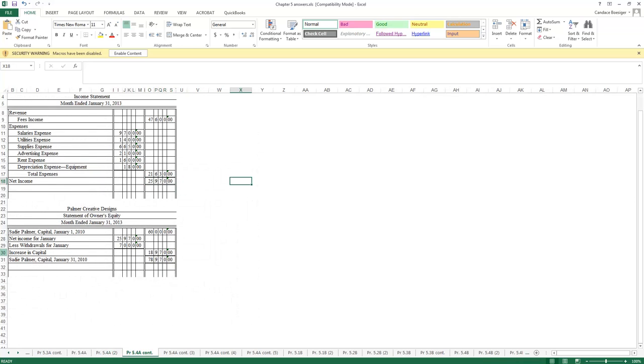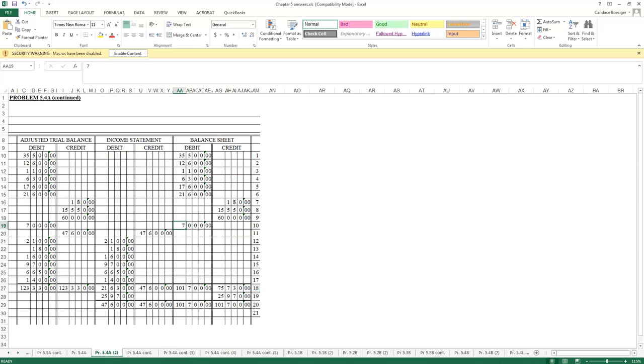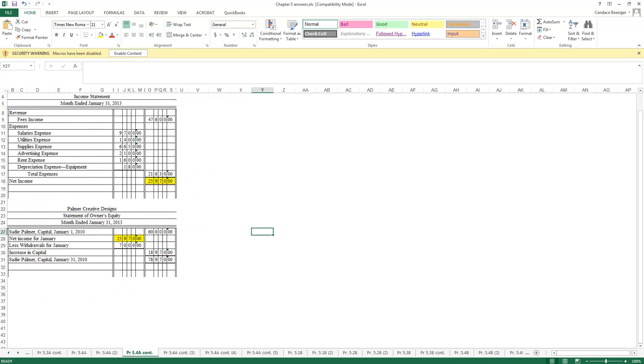And then remember, we took net income for January, and that was right up here. We just transfer it right down. And then draws. Draws was over here on our worksheet, right here. I just highlighted it. $7,000. Next, they took out less money than they made, and so they have an increase in capital. And then we determine our ending capital right here. Ending capital, I just highlighted it in gray.